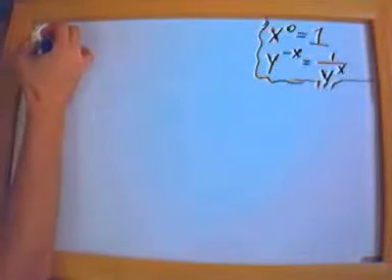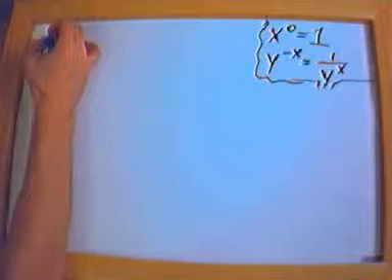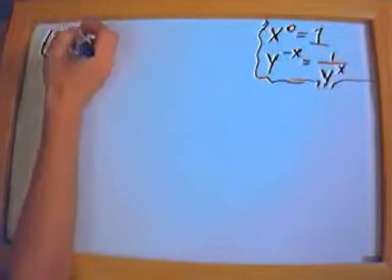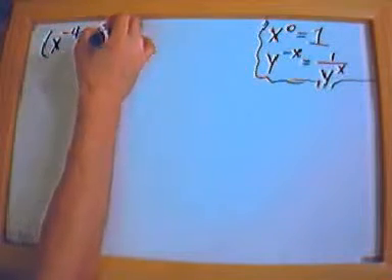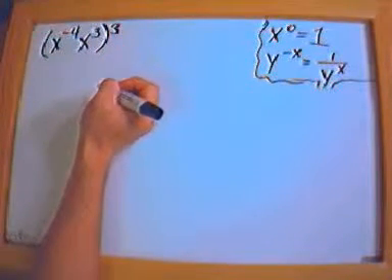Okay, let's say I've got x to the negative 4, x to the 3rd, cubed, let's say.